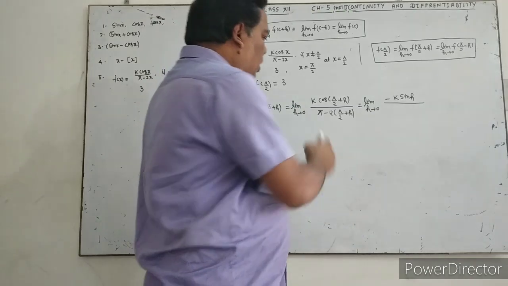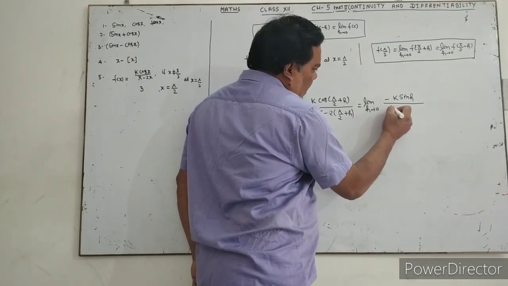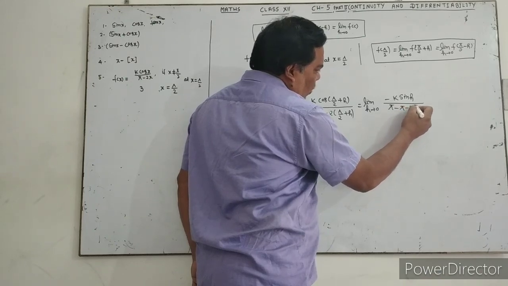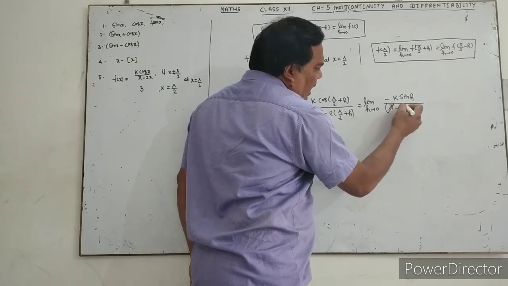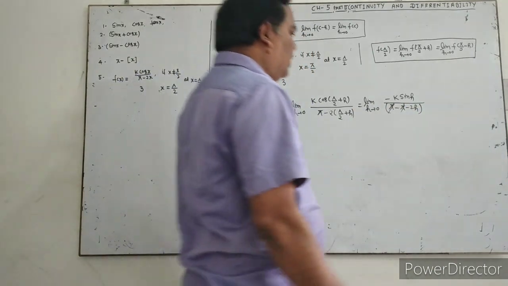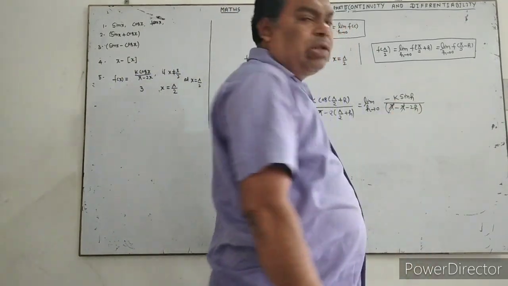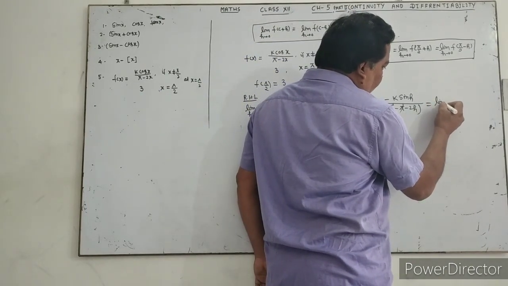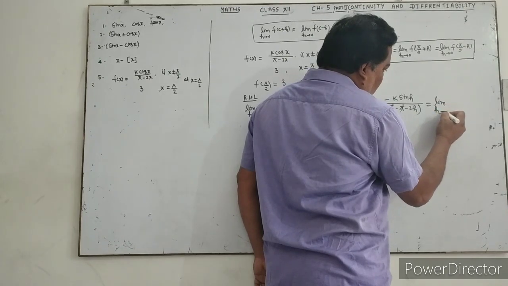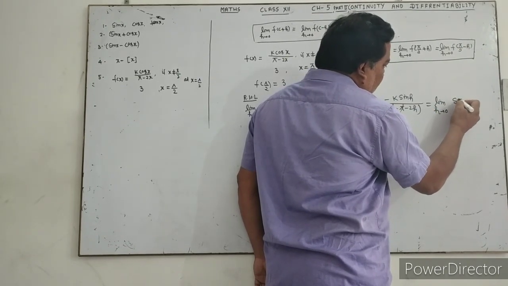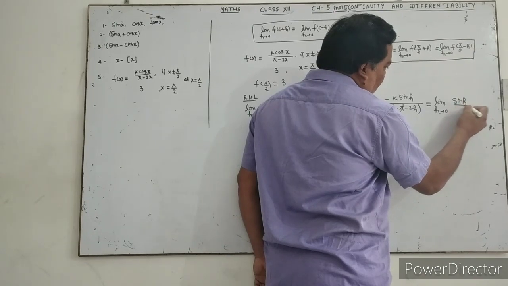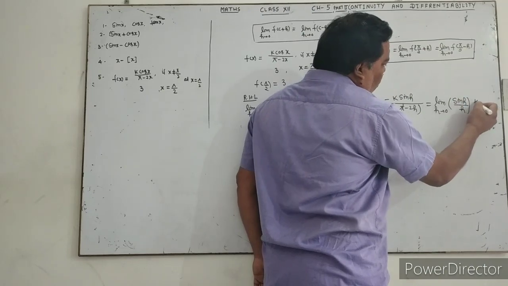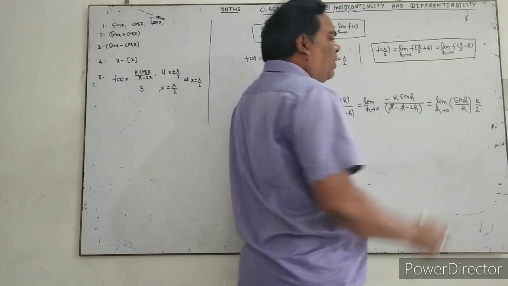divided by 2 multiplied by pi minus 2h minus pi. Pi and pi are cancelled, and minus and minus are also cancelled. Now you write in this form: the limit as h tends to 0 of sin h upon h into k by 2. Sin h upon h is 1.